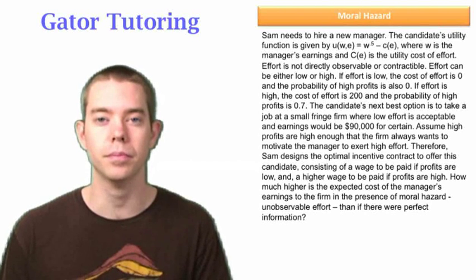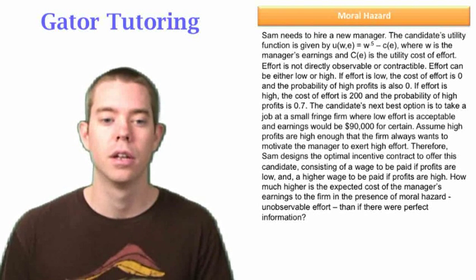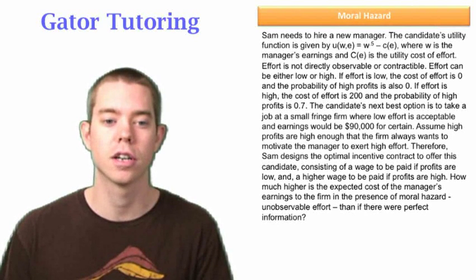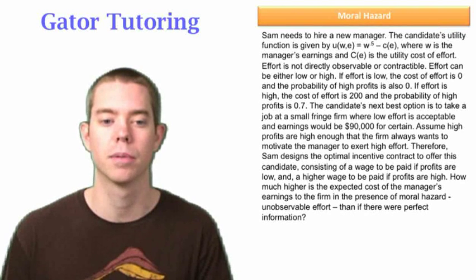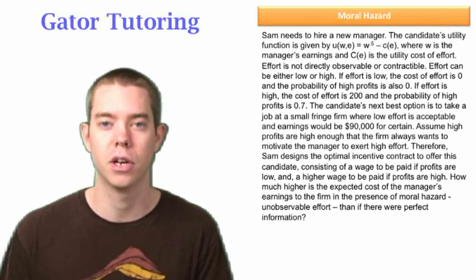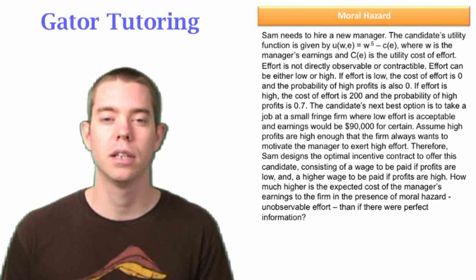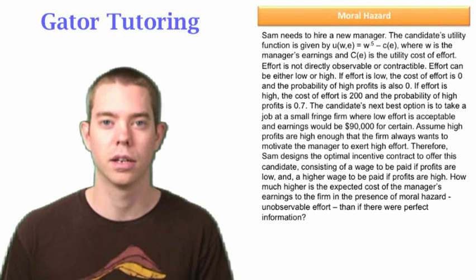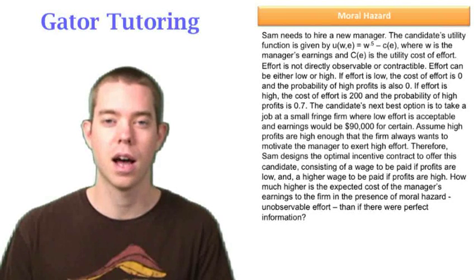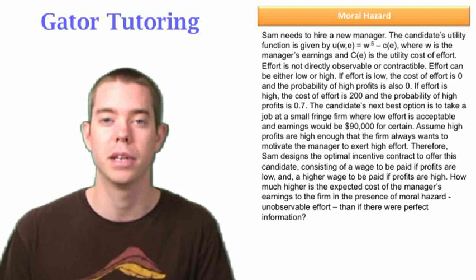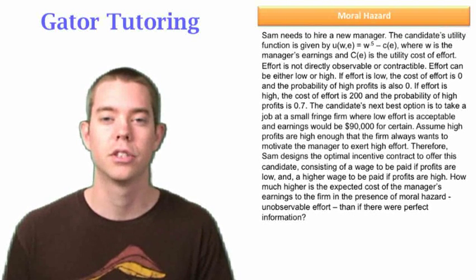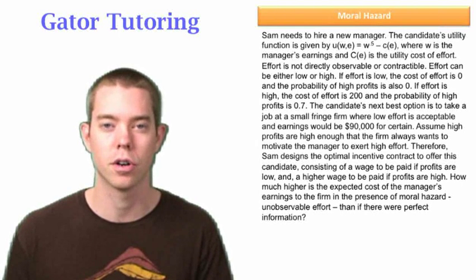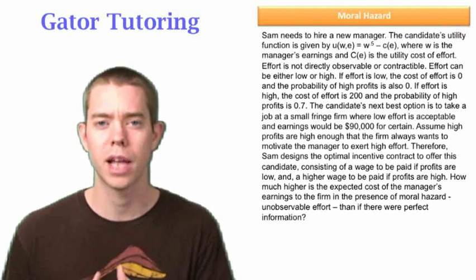And the question says, how much higher is the expected cost of the manager's earnings to the firm in the presence of moral hazard, which is unobservable effort, than if there were perfect information? So basically, when you think of moral hazard, the unobservable behavior is working or shirking. If we're not watching them, moral hazard is the idea that they're going to shirk because they're not being watched. So we need to compensate them such that it's going to incentivize them to work hard, even though we can't watch them. That's when there's moral hazard.